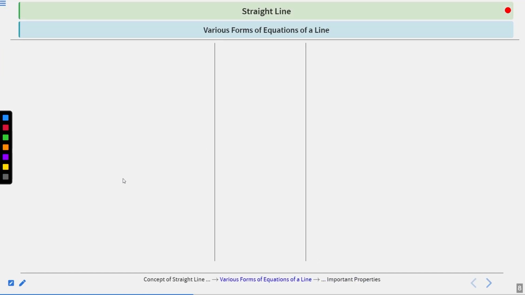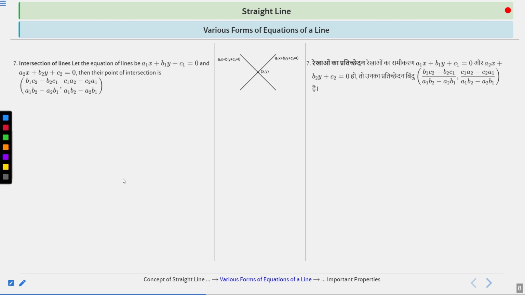Now, intersection of lines. We are given two lines, a1x plus b1y plus c1 equal to 0 and a2x plus b2y plus c2 equal to 0. Then their point of intersection will be b1 c2 minus b2 c1 upon a1 b2 minus a2 b1, and c1 a2 minus c2 a1 upon a1 b2 minus a2 b1. Got it? So this is the point of intersection.